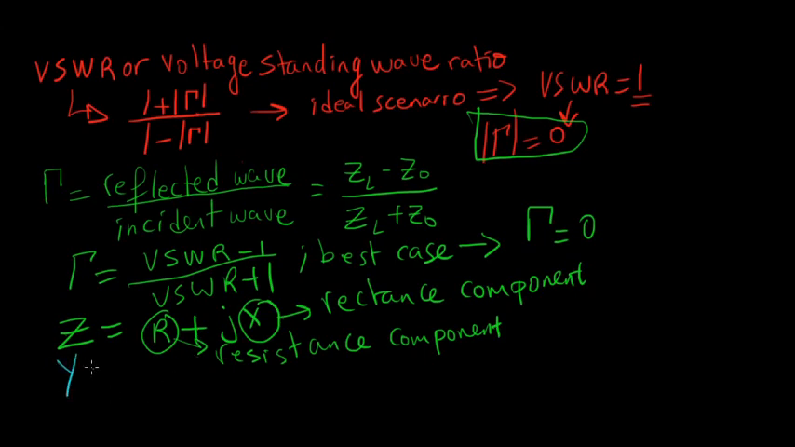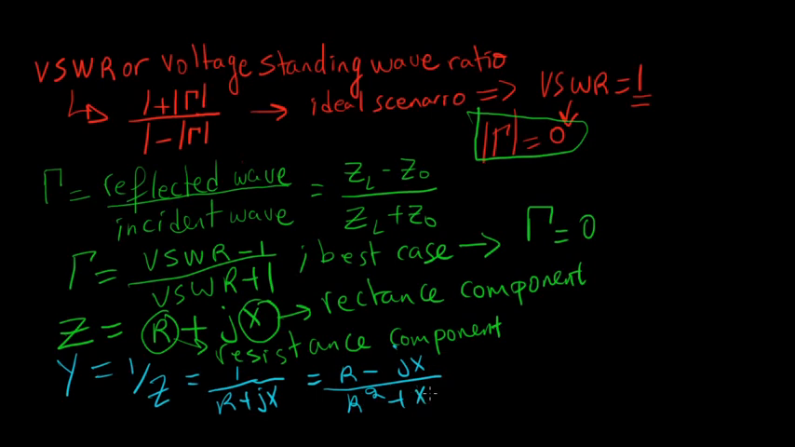Your admittance value would obviously be 1 over the impedance, and it's very useful in some problem solving, as I'll explain later during the Smith chart demonstration example. So we have 1 over R plus JX, and if you solve this, it's just equal to R minus JX over R squared plus X squared, and this is in Siemens, the unit for it.